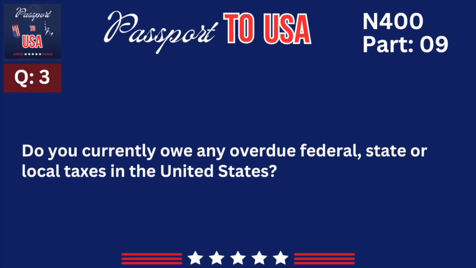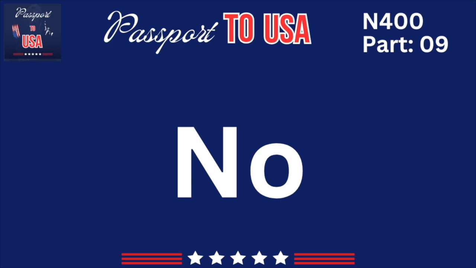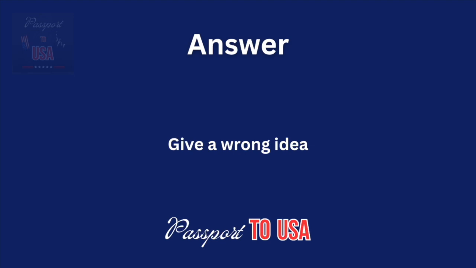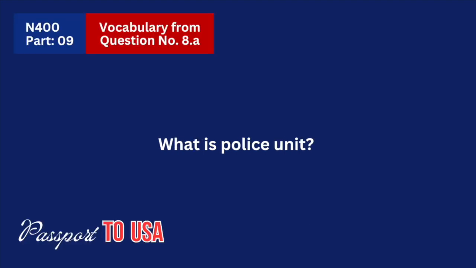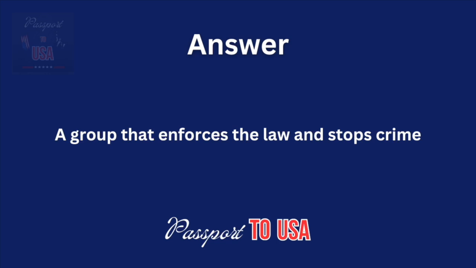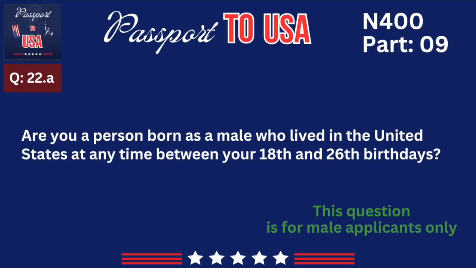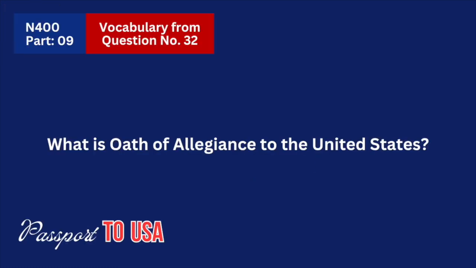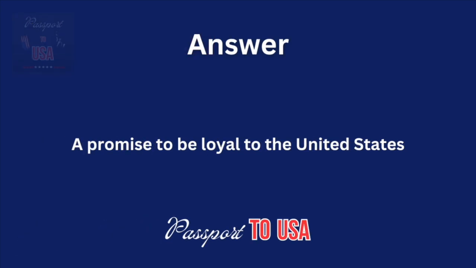Do you currently owe any overdue federal, state, or local taxes in the United States? No. What is misleading? Give a wrong idea. What is police unit? A group that enforces the law and stops crime. Are you a person born as a male who lived in the United States at any time between your 18th and 26th birthdays? No. What is oath of allegiance to the United States? A promise to be loyal to the United States.